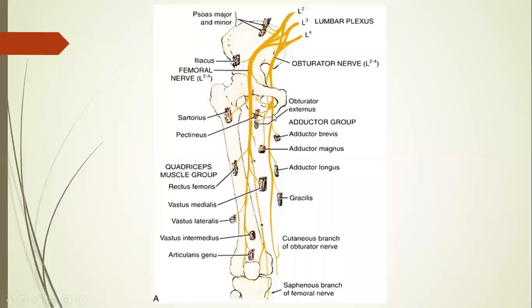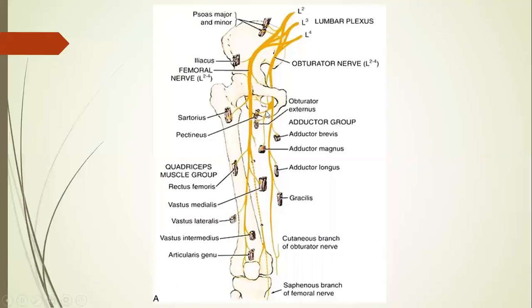The anterior division first gives a branch, which branch? A muscular branch to the adductor brevis. Then it also gives a branch to the adductor longus. It also gives a muscular branch to the gracilis muscle. And finally, it travels into the subsartorial canal and terminates to supply the knee joint.